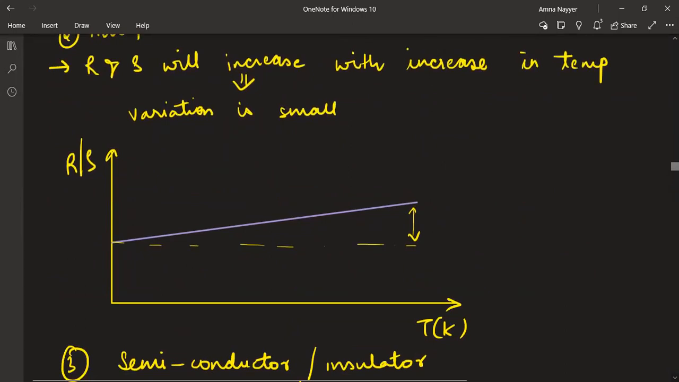Alloys have the same case: resistance and resistivity increase with increase in temperature. But the difference between alloys and conductors is that conductors have quite significant variation, while in alloys the variation in resistance and resistivity is very small.